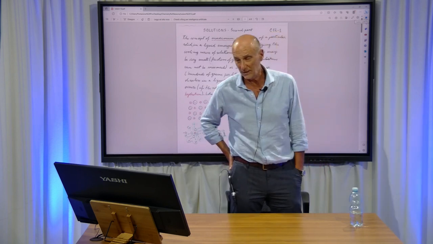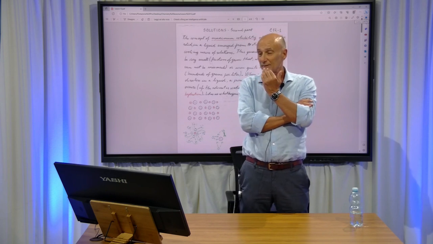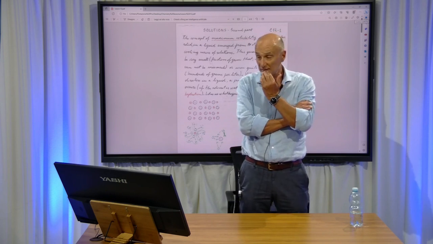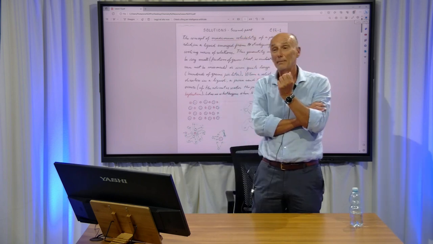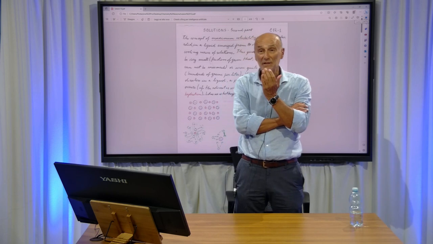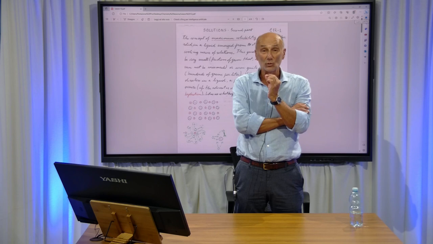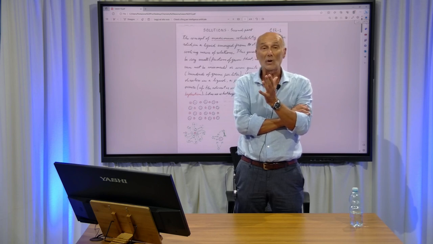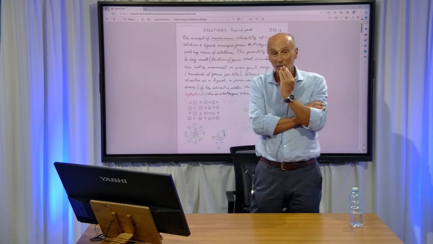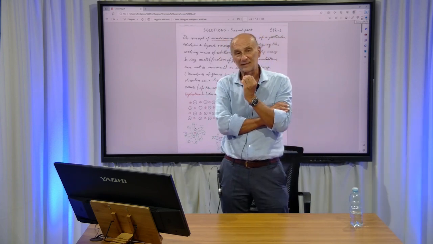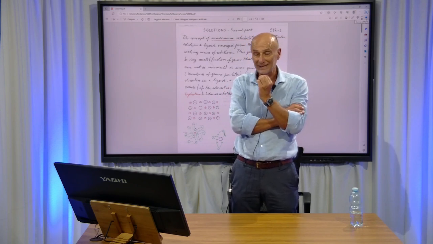In our last lesson, we began talking about the concept of maximum solubility. Maximum solubility is a particular amount of a solid that can be dissolved in a liquid, and it may be a very, very small quantity, or it may be also quite a large quantity, up to 100 grams per liter. Also in our last lesson, we saw what occurs when a solid is dissolved in a liquid.